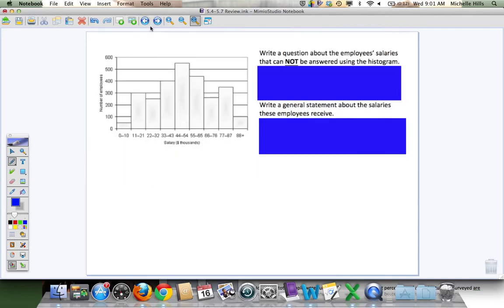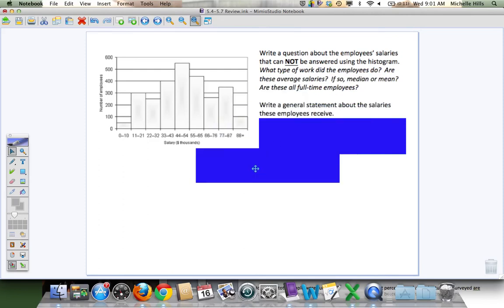Now, the next thing says, I'm looking at this histogram and write a question about the employee salaries that cannot be answered. Well, I don't know if this is all employees from one company. I don't know what kind of occupation they do. Are these average salaries? If they're average salaries, are we talking mean or median? I mean, there are a lot of things I could ask that I can't answer using this histogram.